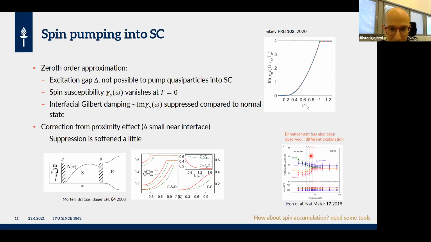There have been some experiments where they actually observed an enhancement of this Gilbert damping, but I will not go into that. It requires a different explanation, and these are typically more complicated systems. Here we are just talking about bilayers or perhaps trilayers where there's some normal metal here. So here it is typically more complicated.